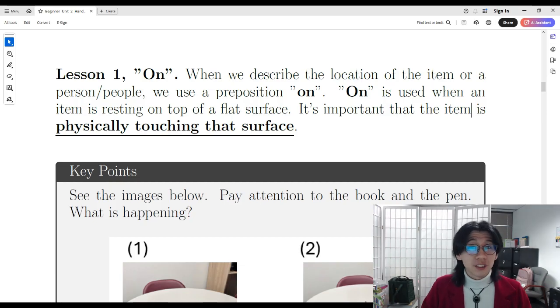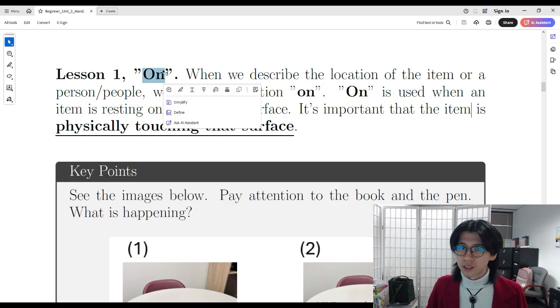Today, we're going to continue working on the location unit. In the previous video, we learned new vocabulary related to classroom items like globe, textbook, pen, pencil, bulletin board, something like that. So today, we're starting a new lesson, lesson one, and we're going to learn about the preposition on. Okay, we're going to learn on.